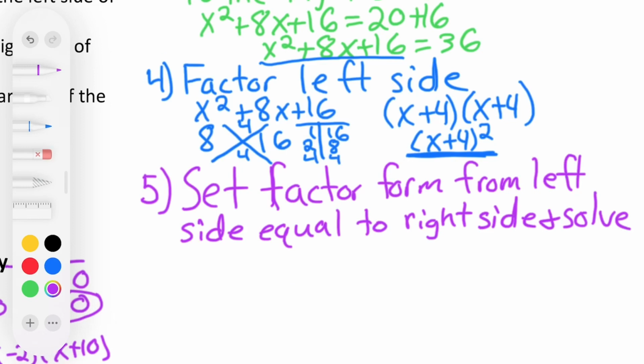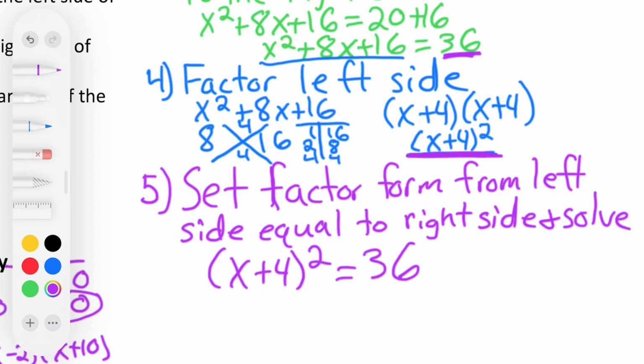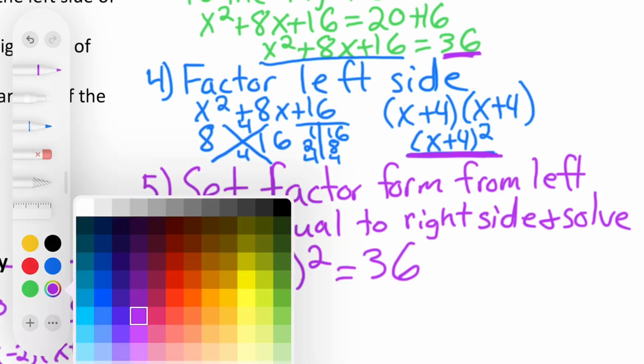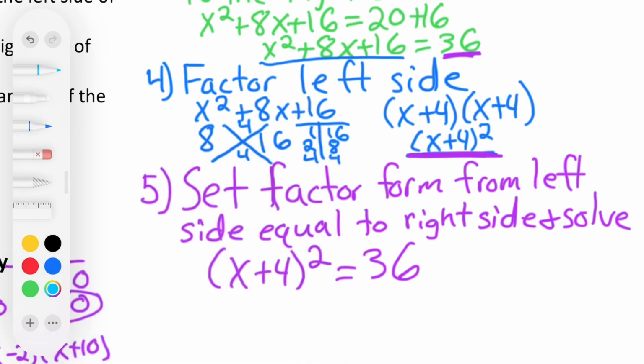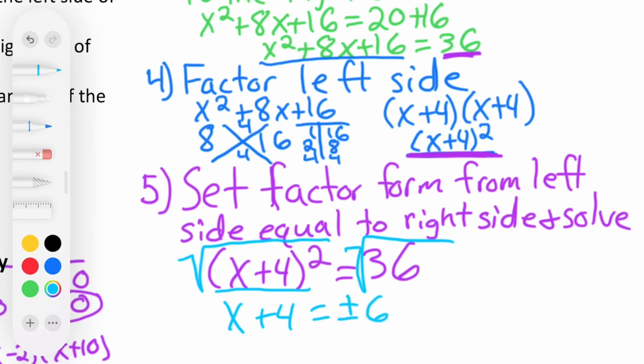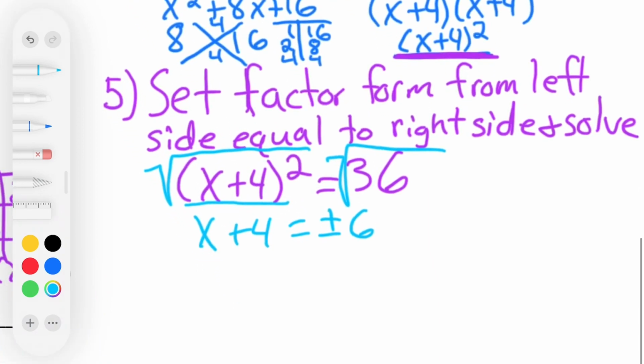So then lastly, we are taking what we just factored, the factored form of x plus 4 squared, which came from right here, and setting it equal to what we had from step 3, which was 36. And then we're solving. So the term that is squared is by itself, so we're going to take the square root of both sides. We get x plus 4 equals plus or minus 6.